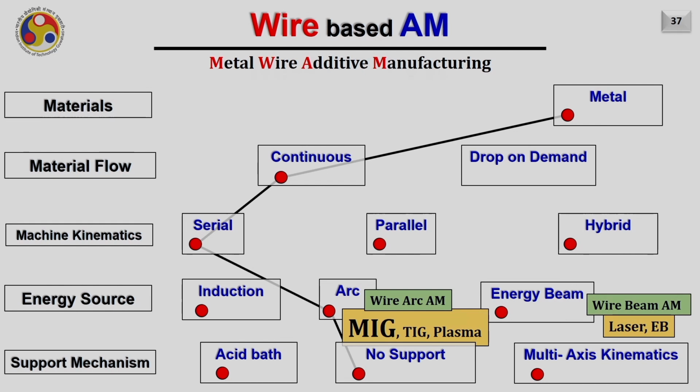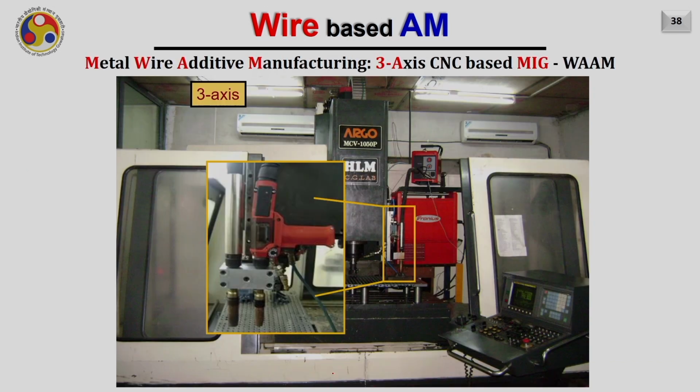So now let us see the different variants of WAAM. The first one is when we use serial kinematics and no support is used. In that case, a simple 3-axis machine is sufficient. Here you can see a 3-axis CNC machine which is retrofitted with a welding gun, and on the same machine we can perform the machining operation as well as the deposition process. Also, not only one gun, you can mount multiple guns on the same machine to deposit two different materials subsequently and appropriately in the desired region.